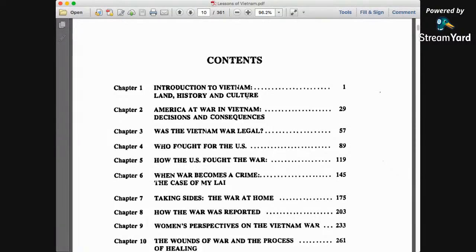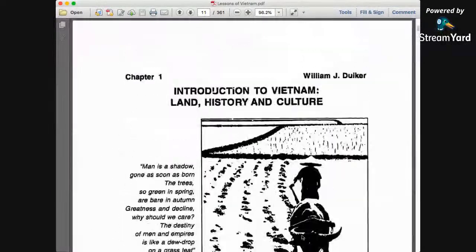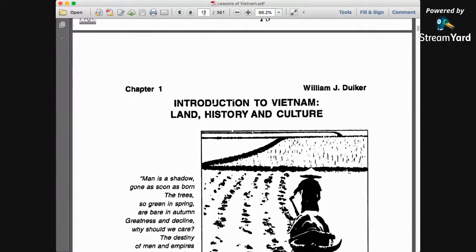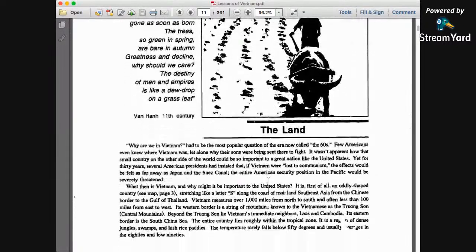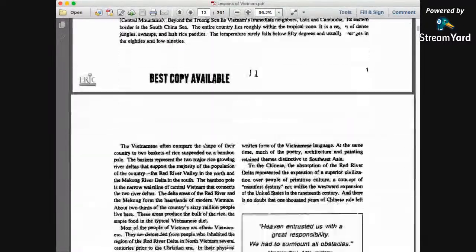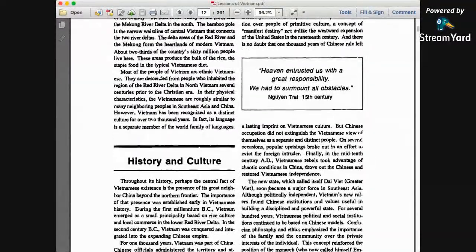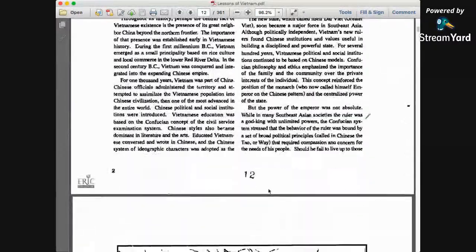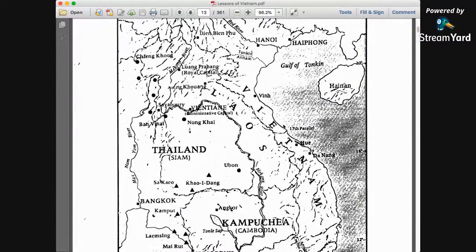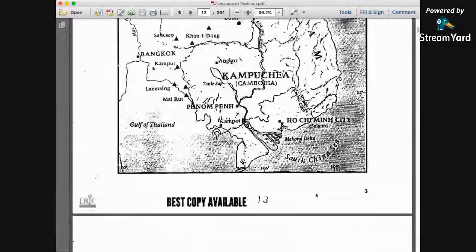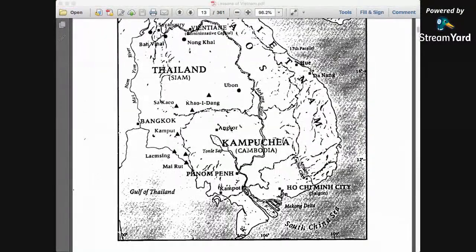It says it's on page 1, but it's not. If I click here, it's page 11 on the PDF: Introduction to Vietnam, land, history, culture. Read through there. There's a lot of great primary source documents, and it's going to explain why, when we look at the Vietnam conflict, it was so important that the people that lived in this area didn't lose their rights, their individual civil liberties, and so on. That's where you can find that PDF, on Canvas, under Lessons of Vietnam.